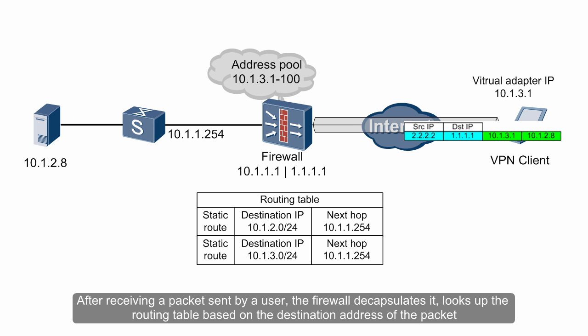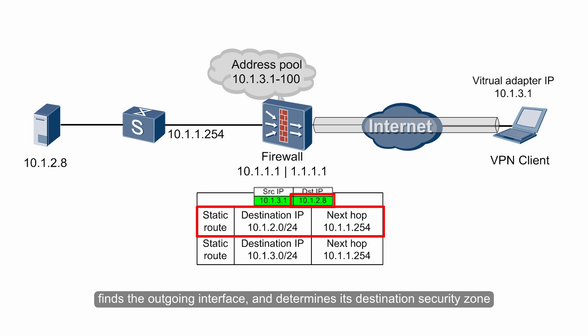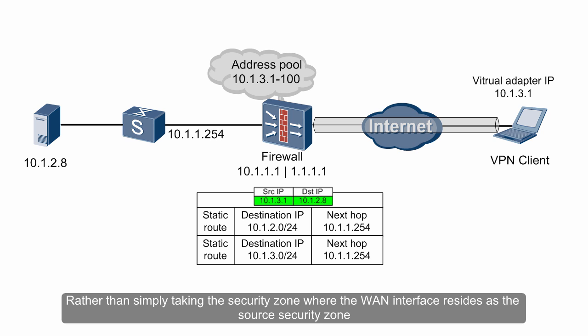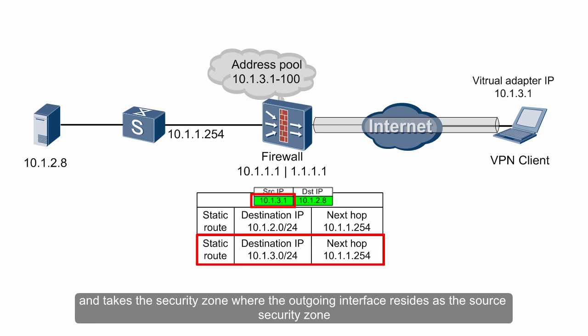After receiving a packet sent by a user, the firewall decapsulates it, looks up the routing table based on the destination address of the packet, finds the outgoing interface, and determines its destination security zone. Rather than simply taking the security zone where the WAN interface resides as the source security zone, the firewall looks up the routing table for the outgoing interface of the source address, and takes the security zone where the outgoing interface resides as the source security zone.